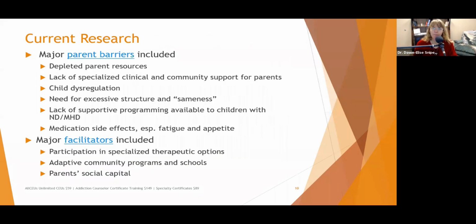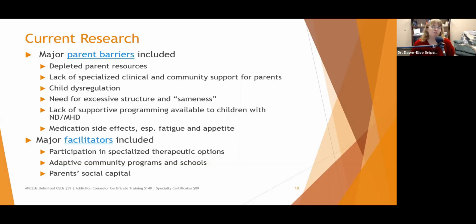Major parent barriers or caregiver barriers include depleted parent resources. If a parent has to spend a lot of time at home with the person with autism, then they may not be able to maintain the same level of work that they did before. So financial resources, social resources, they may not have time to go out and hang with their friends like they used to. They may not have the luxury of going to the gym like they used to because they don't have anywhere or anyone that can watch the person with autism. So parent resources, financial, social, environmental, can be depleted.